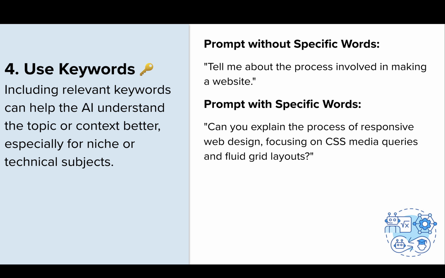Another important tip is to use keywords. By including specific keywords, in this example, like responsive web design, CSS, media queries, fluid grid layouts, the prompt clearly communicates the technical aspects and specific area of web development you're interested in. Compare that to the top prompt, which just says, tell me about making a website. The AI tool can provide a focused explanation with the bottom prompt.